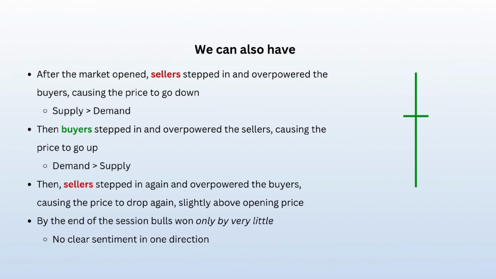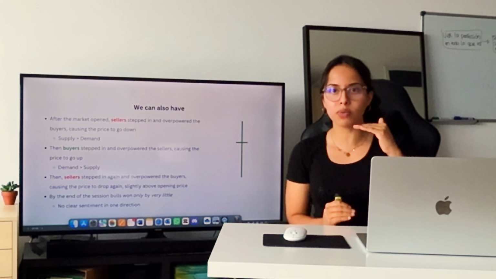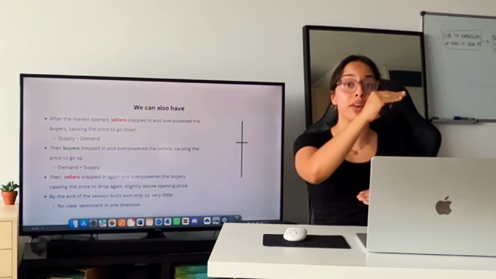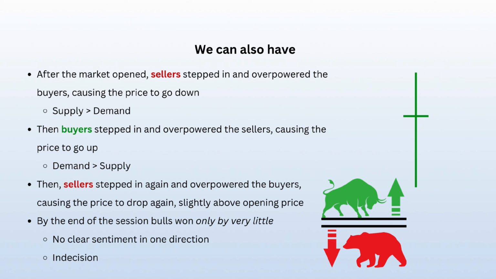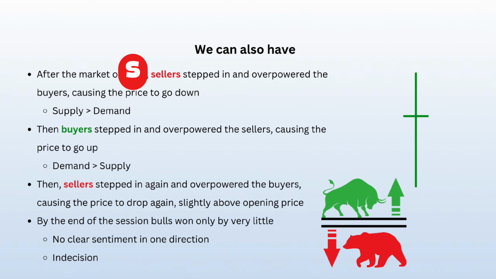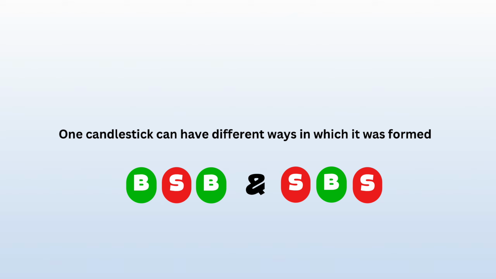There's no clear sentiment in one direction because it's not clearly the red candlestick with a full body. It's not clearly the green candlestick with a full green body. In other words, there is indecision. It's a tie in the tug-of-war. Notice how we had first buyers, then sellers, then buyers, causing this green cross-looking candlestick. But now we have first sellers, then buyers, and then sellers, causing the same green candlestick. And this is what I mean when I said that one candlestick can have different ways in which it was printed, in which it was formed.